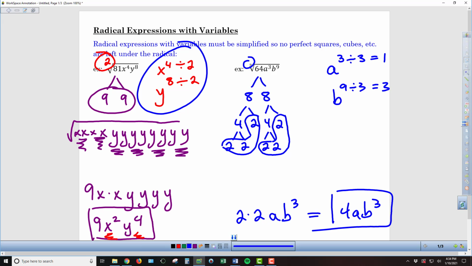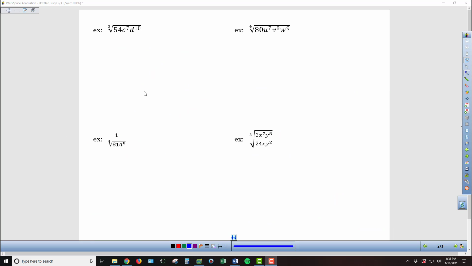So again, we simplify the numbers just like regular, but with the variables, probably our fastest approach is to take those exponents, divide by whatever the root is, to figure out what our exponent of that variable on the outside of the expression is going to be. Now, we're not always so fortunate as to have everything come out of the radical symbol and have nothing left behind. Sometimes we have leftovers.